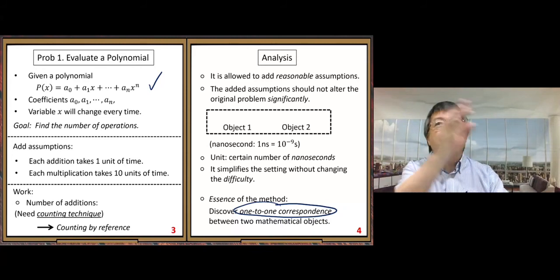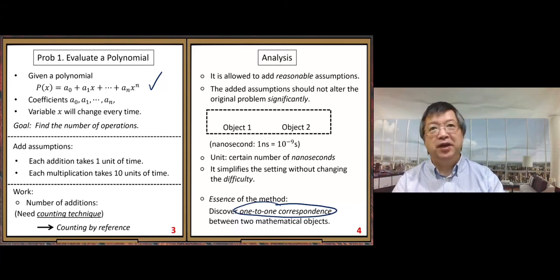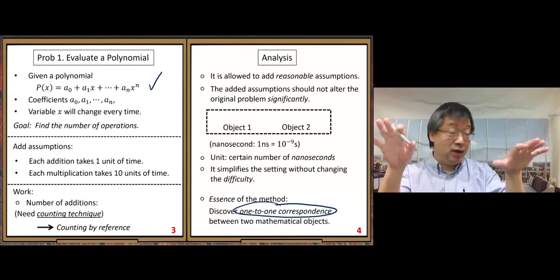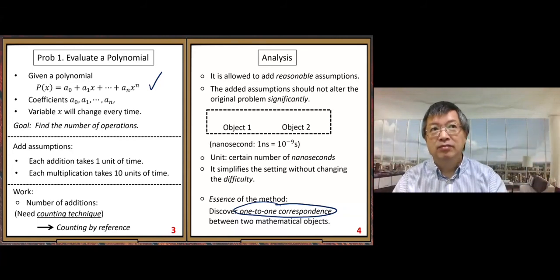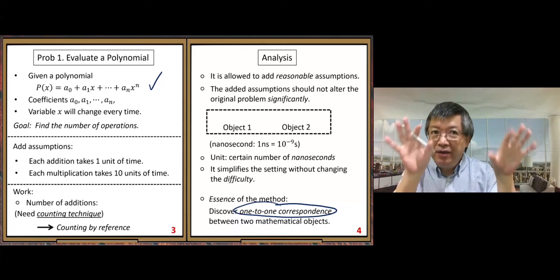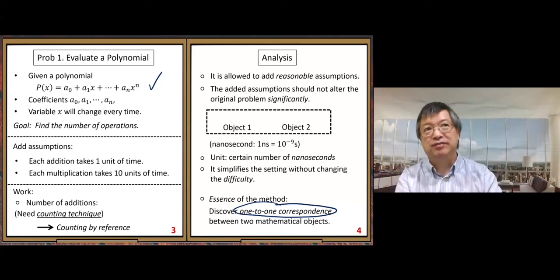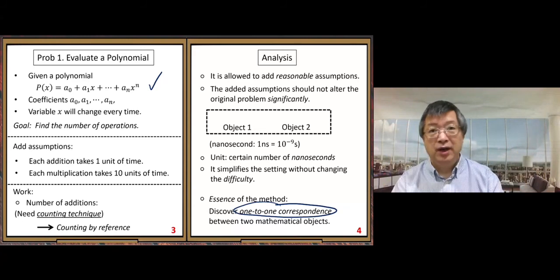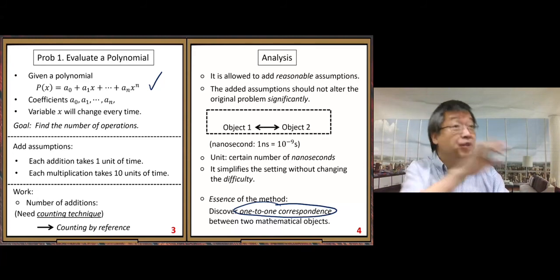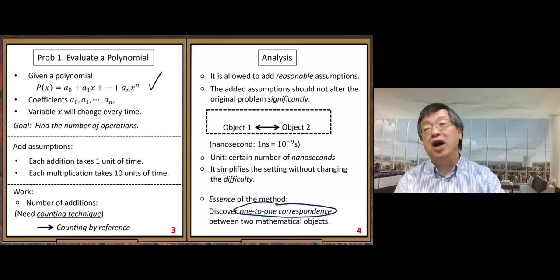Suppose we have two mathematical objects here, very abstract. What kind of mathematical objects? Based on your problem, we can define what those two mathematical objects are. We will see that using this example soon. Then we need to find a one-to-one correspondence between these two objects. That's the most important thing we need to do using this counting by reference technique.